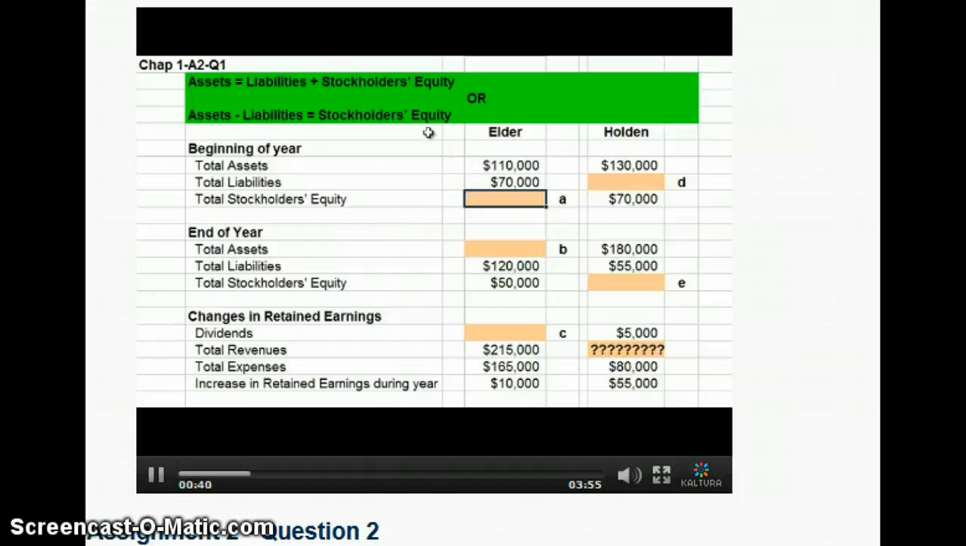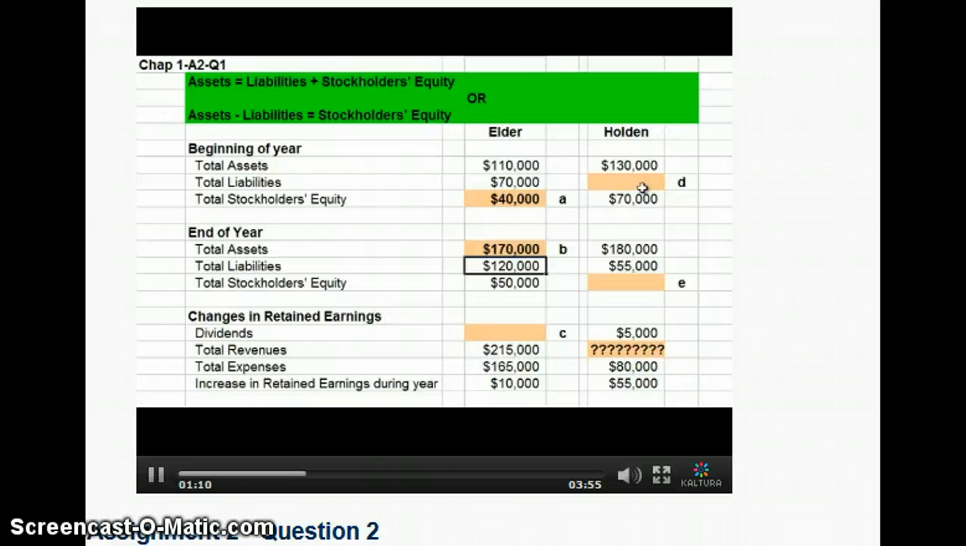Equity equals what's left of the assets after liabilities have been subtracted. So A has to be 40,000. Okay, at the end of the year, we've got liabilities of 120 and equity of 50. So assets has to be the sum of those. Another way of looking at the basic equation. So total assets at the end of the year have to be 170,000.